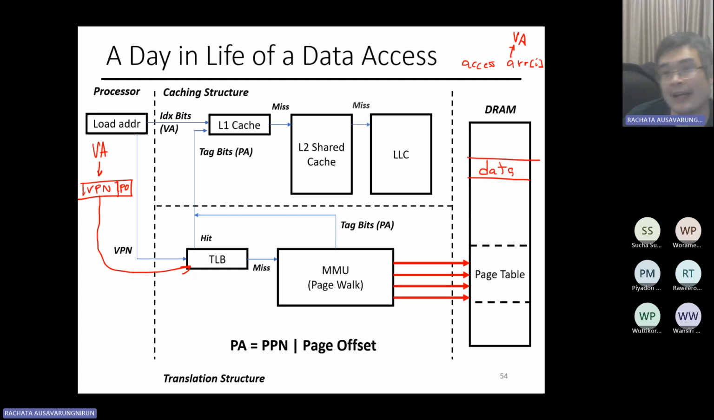If it's not, you go access L2. If not in L2, you go access the last level cache. If it's there, return the data back. If it's not there, it's a miss. You now go and look at where your data is in DRAM and return the data back to your processor. That's a single load instruction. So now you can see why memory is a really important component, because these things take a long time.